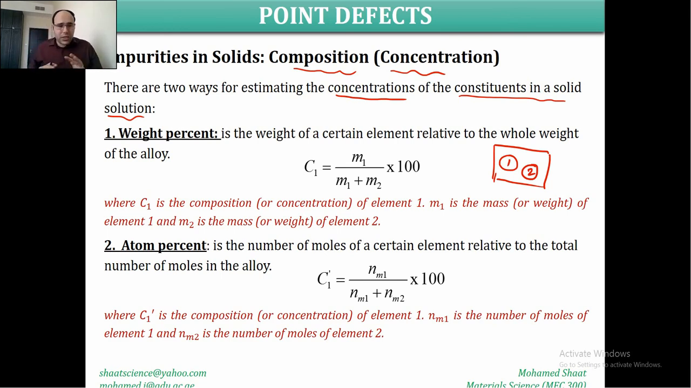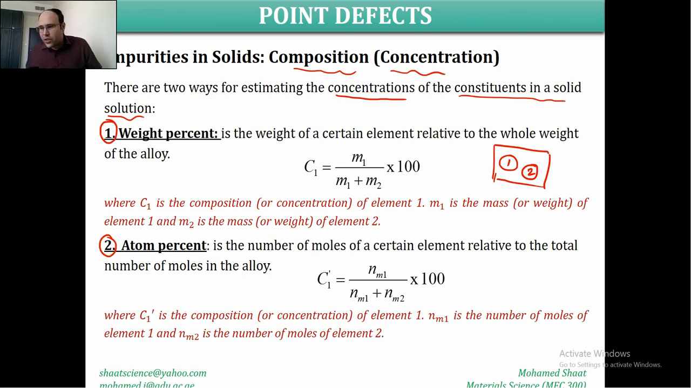So let us assume the simplest form of this alloy, that this alloy is made of two elements only. And the question is, what is the percent? What is the concentration or the composition of element 1 within this alloy? Element 2 within this alloy? So this composition could be calculated either as a weight percent or atom percent. What is the weight percent or atom percent?